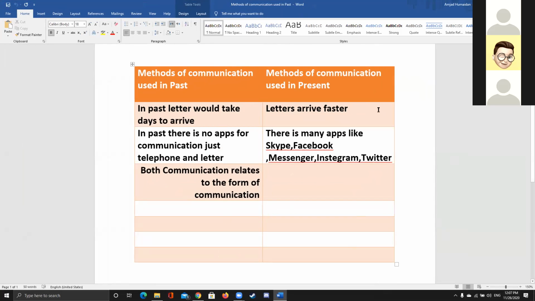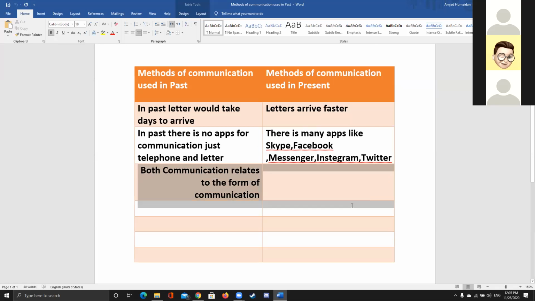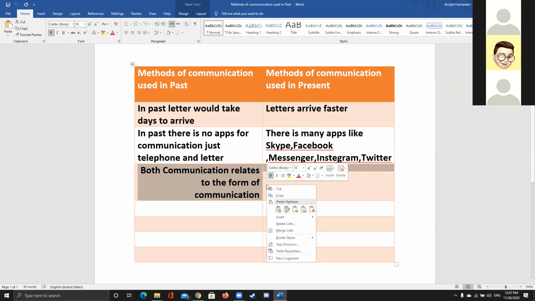In the past, letters would take days to arrive. In the present, letters arrive faster. In the past, there were no apps for communication, just telephone and letter. Very good. And in the present, there are many apps like Skype, Facebook, Messenger, Instagram, Twitter. And this here, I don't know how to make it like you in the middle. You select the two cells. Right click. Merge cells. Okay, like this, yeah.